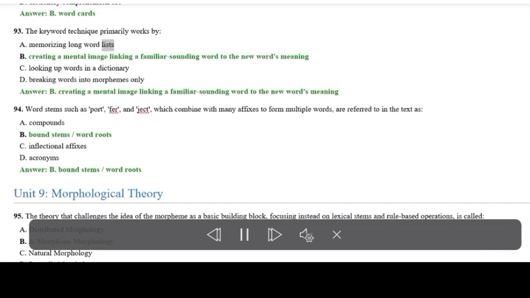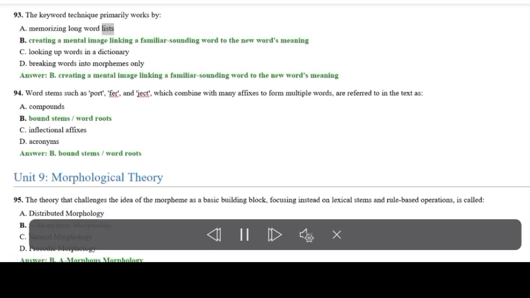93. The keyword technique primarily works by A. Memorizing long word lists. B. Creating a mental image linking a familiar sounding word to the new word's meaning. C. Looking up words in a dictionary. D. Breaking words into morphemes only. Answer: B. Creating a mental image linking a familiar sounding word to the new word's meaning.